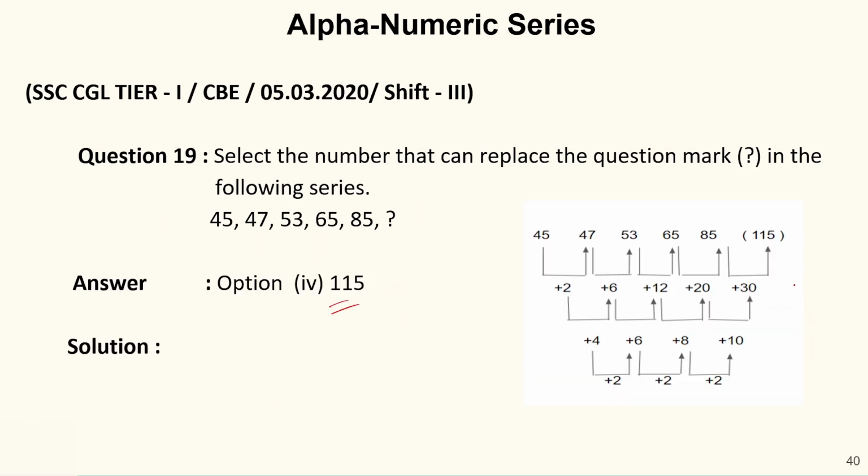Here is the chart. Addition of 2, addition of 6, 12, 20 and then 30. So this had a difference of 4, this had a difference of 6, this had a difference of 8 and this had a difference of 10. Similarly, these had a difference of 2, 2 and 2. So when we break it down into the simplest form, it becomes easier to understand the logic. Okay?